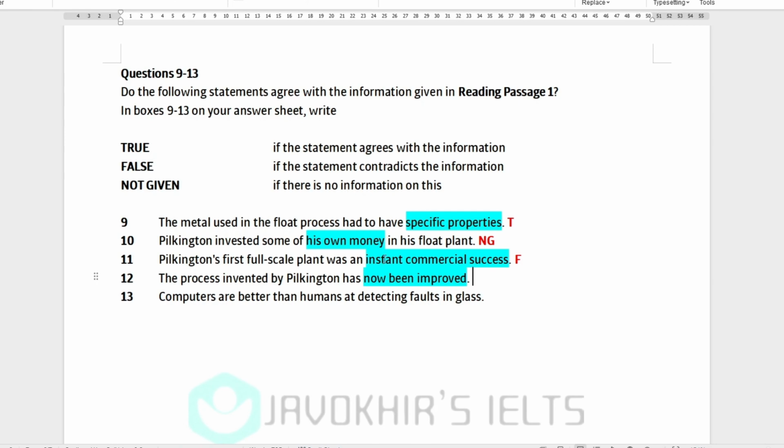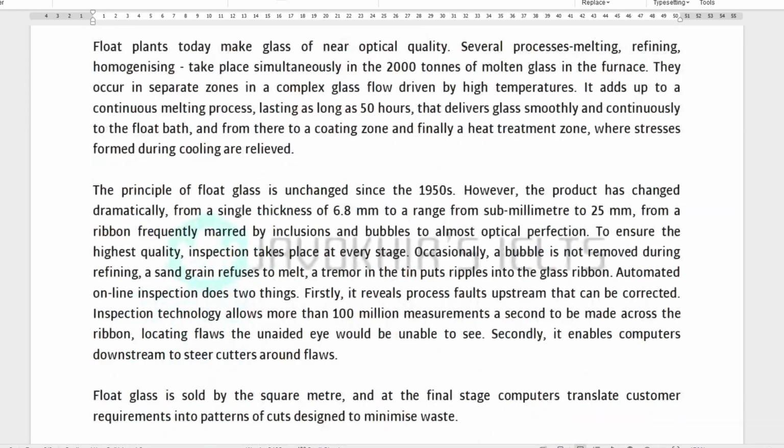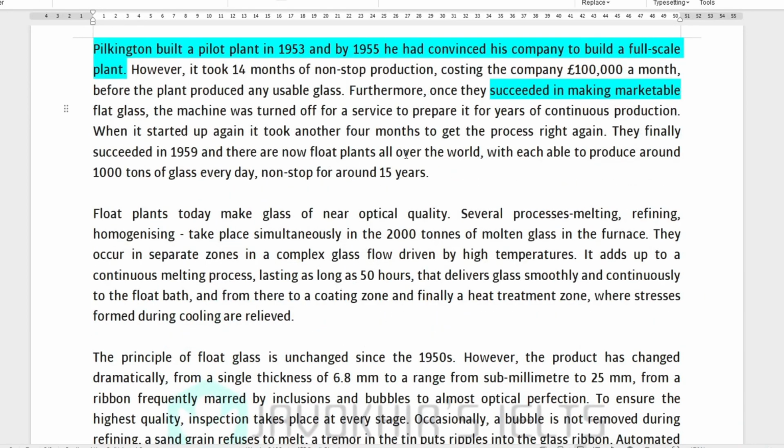All right, so we have number 12. The process invented by Pilkington has now been improved. Float glass today. Now let's read that. We're going to start at the beginning. Okay, float plants today may go... Today is referring to now. So what does it say? Several processes: melting, refining, homogenizing. So basically, float plants today make glass of near optical quality.